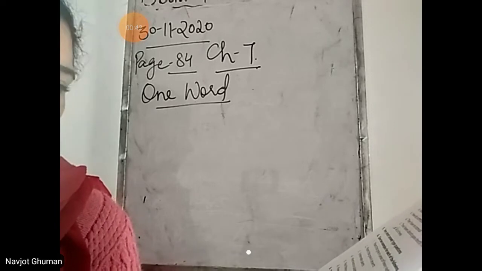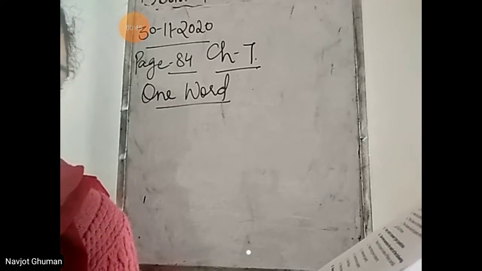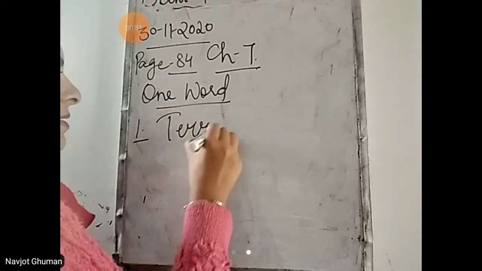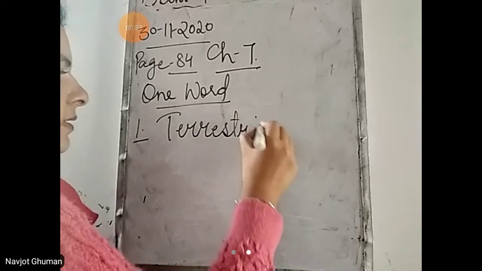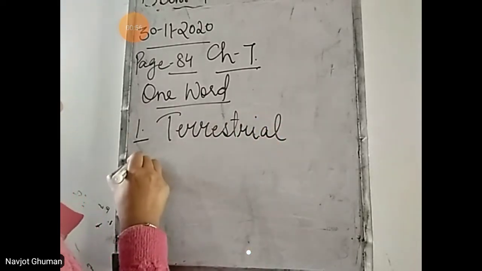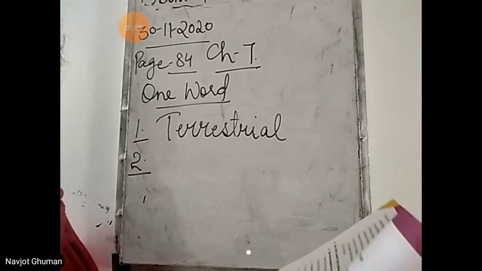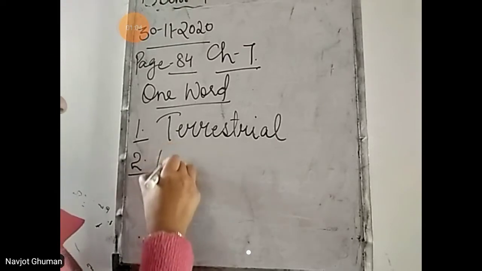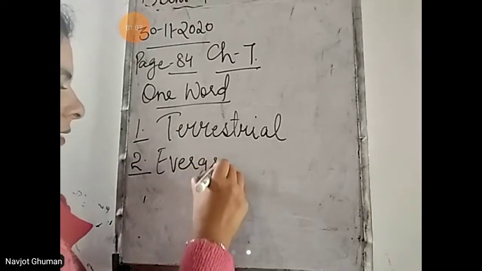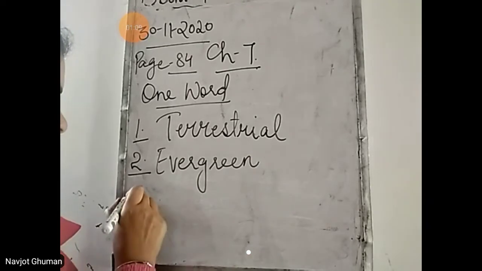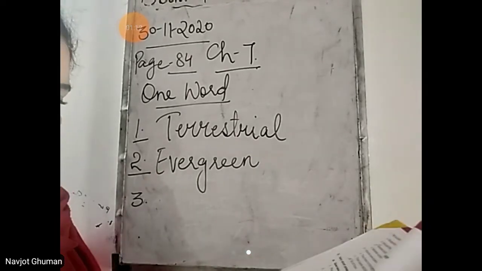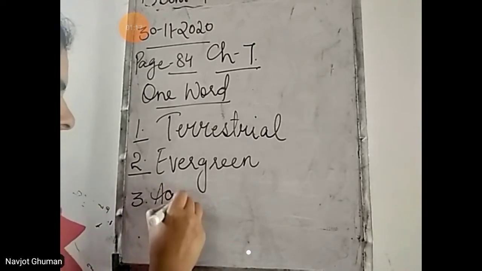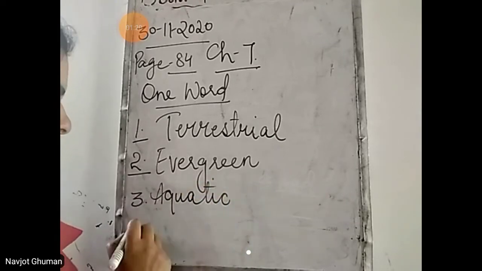First is plants that grow on land. The name given to them is terrestrial plants. Number 2, plants that remain green all year around. What are they called? They are called evergreen. Number 3, plants that grow in water. They are called aquatic plants.